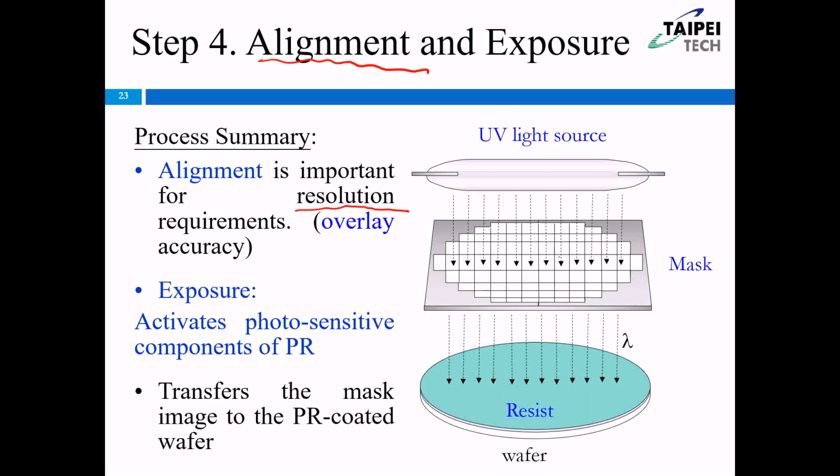Okay. So not only the line width, but also the overlay. Overlay accuracy is very important. What does that mean? Overlay. So today, alignment is important because I want the accurate line width, exactly the same length, exactly the same width. And also another requirement is the overlay. Overlay, what does that mean? Let me give you an example.